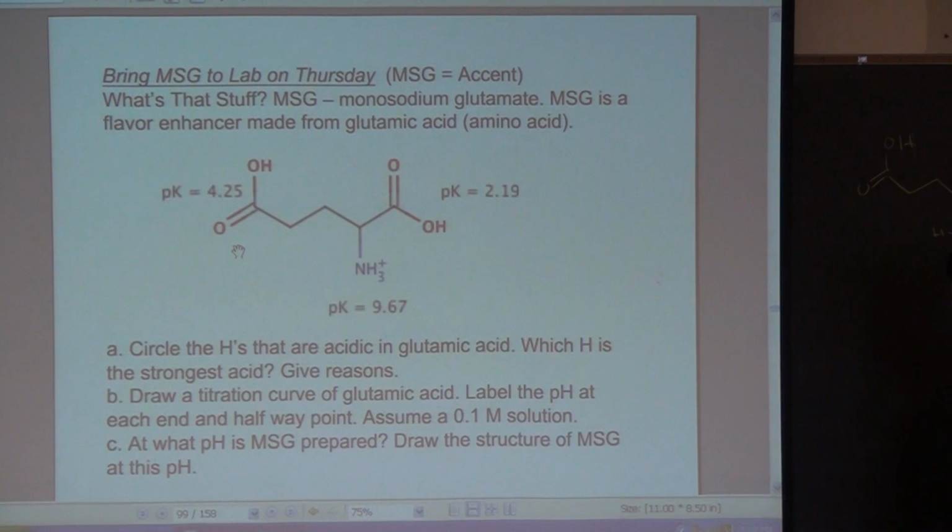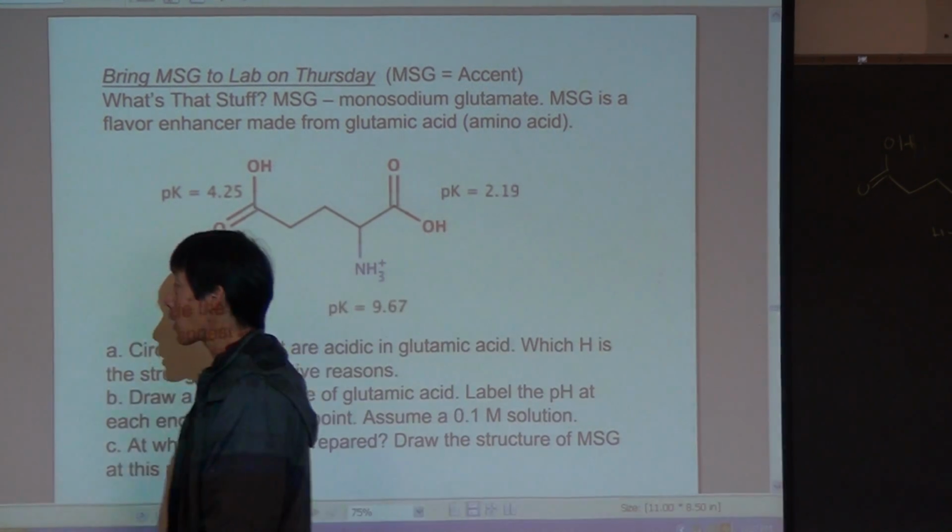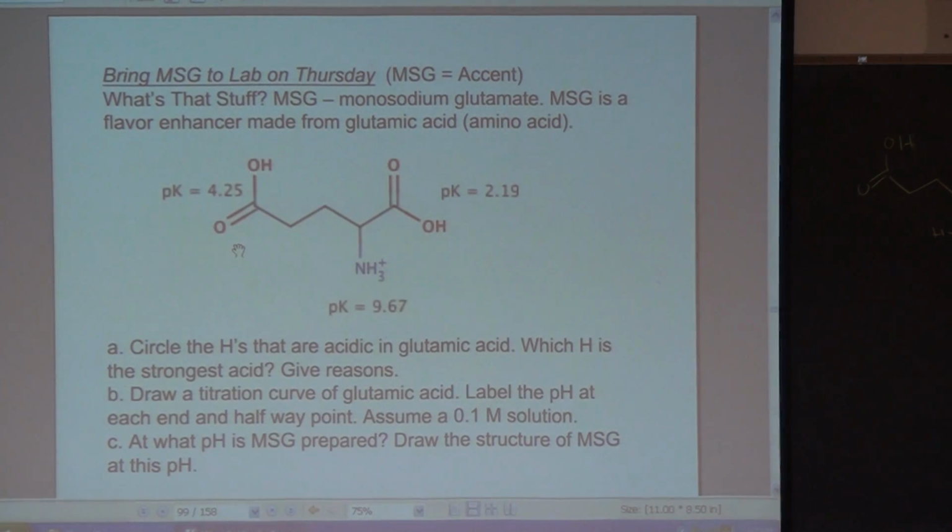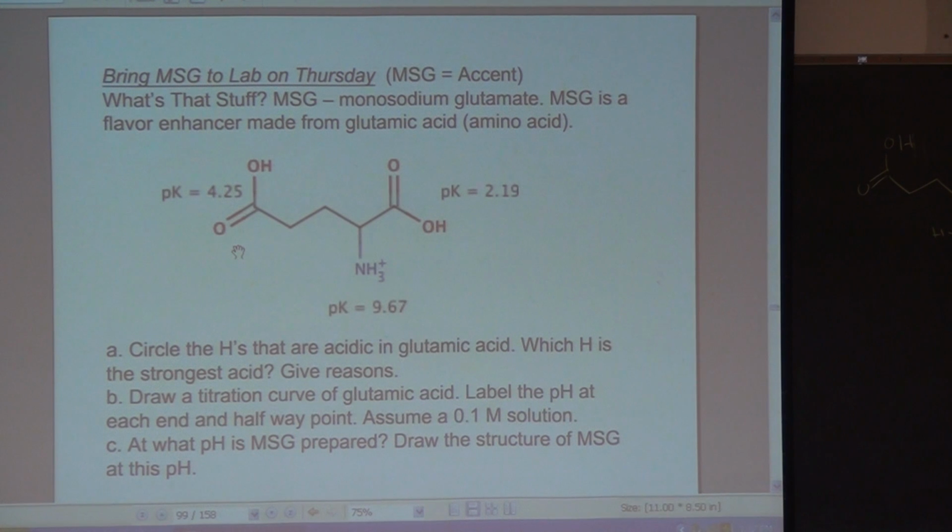And then you guys got 5.9. Okay, so here is our titration curve for MSG, or glutamic acid. Now, based on the information about the pKa's, can we determine the pHs on this titration curve? So which ones can we determine based on pKa? Yeah, so at the first halfway point, the pH is going to be 2.19.